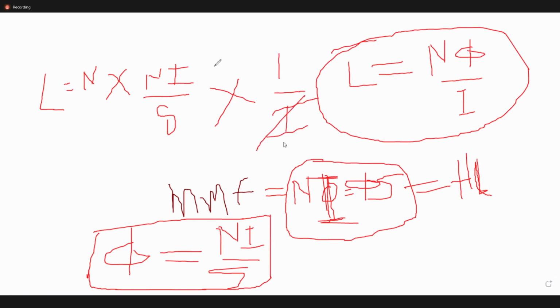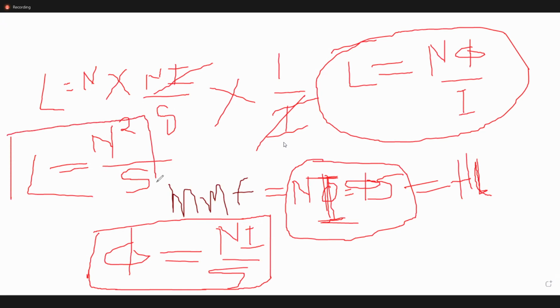So this I get cancelled. N into N, N is called as number of turns. N into N is N square. So L is equal to N square by S. This is the third formula: number of turns square divided by reluctance S. Third formula of the self-inductance, N square by S.